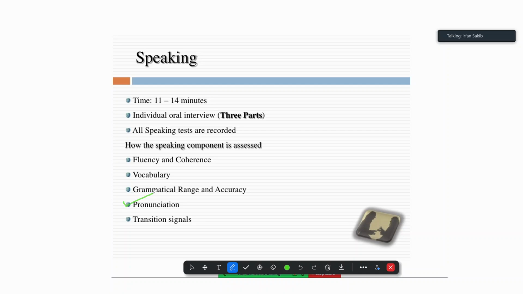So if you have a native pronunciation, then you can get the highest marks for this. But even if your accent is like me, you will get 80% marks.